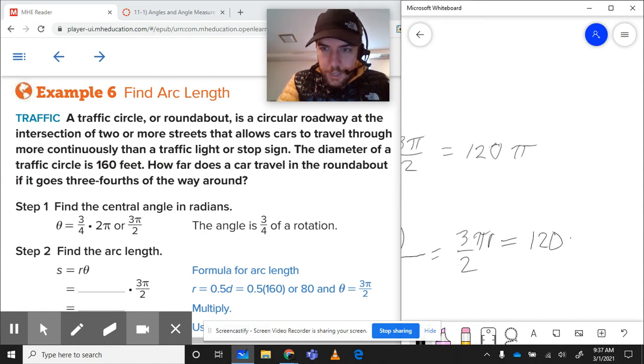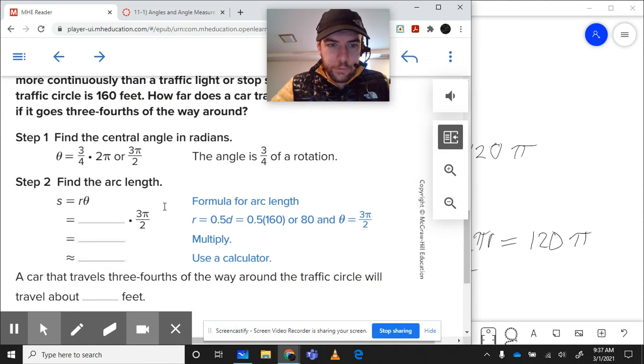120 pi feet. And that is it for our final example, example number 6.